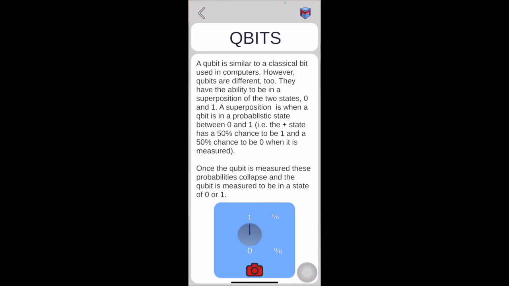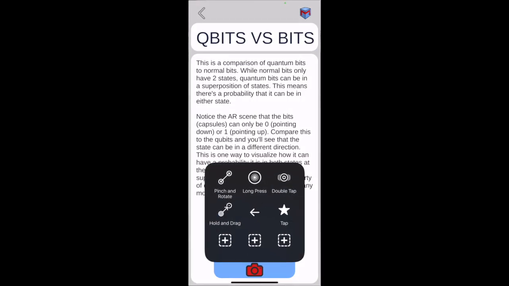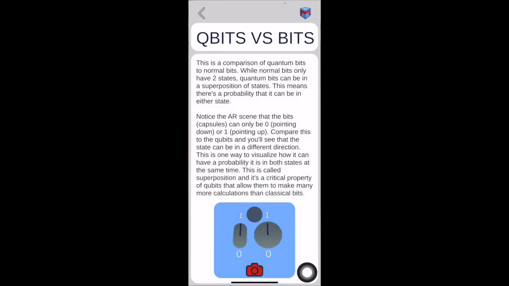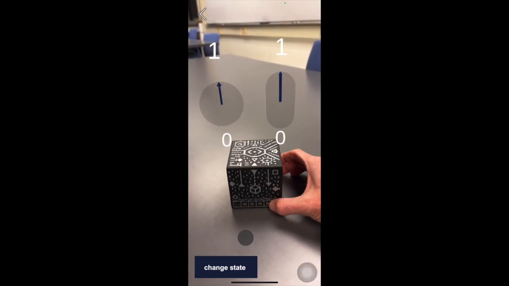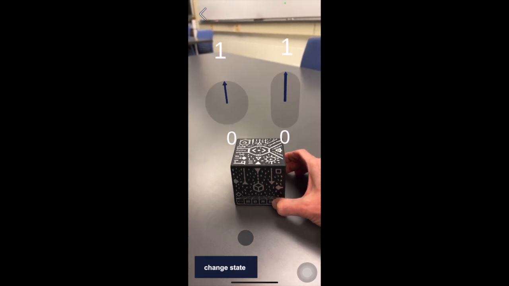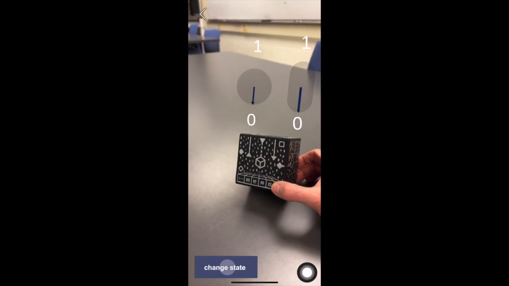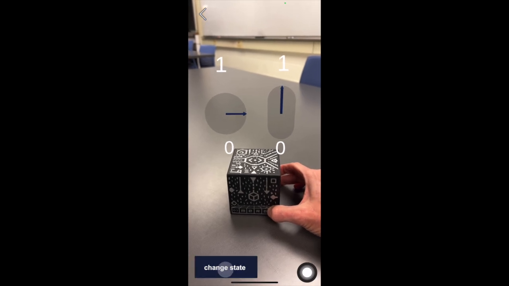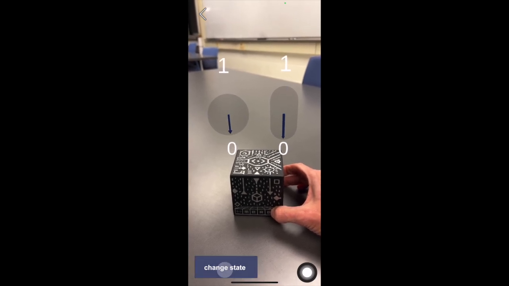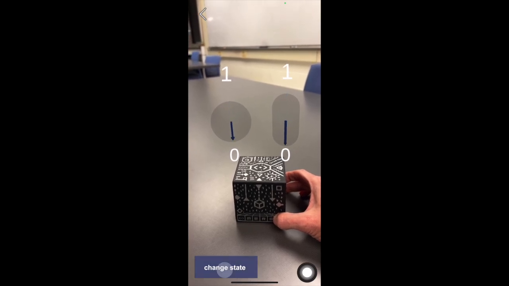So let's go now to qubit versus bits. I'm going to turn this on again. So they can read about that, and then we can click on the AR button. And this is comparing. You can see on the right, we have the bit, and on the left, we have the Bloch sphere representing the qubit. So we can change state here, right? And when we change state, the bit stays as 0 or 1, but the Bloch sphere, the qubit, can be in 0, 1, or any other angle. That represents a superposition of 0 and 1.